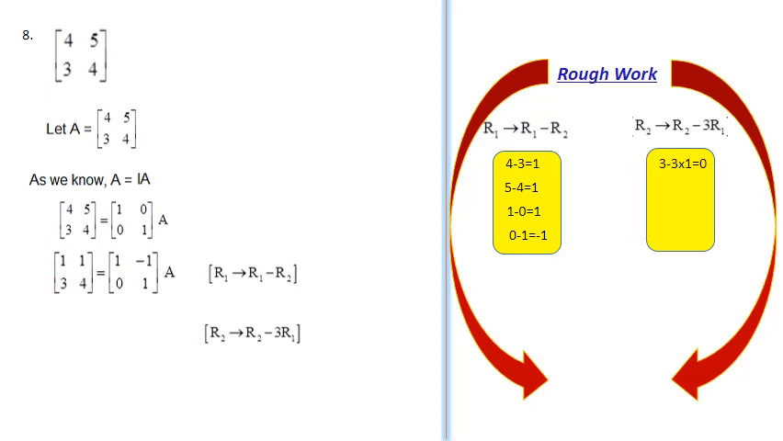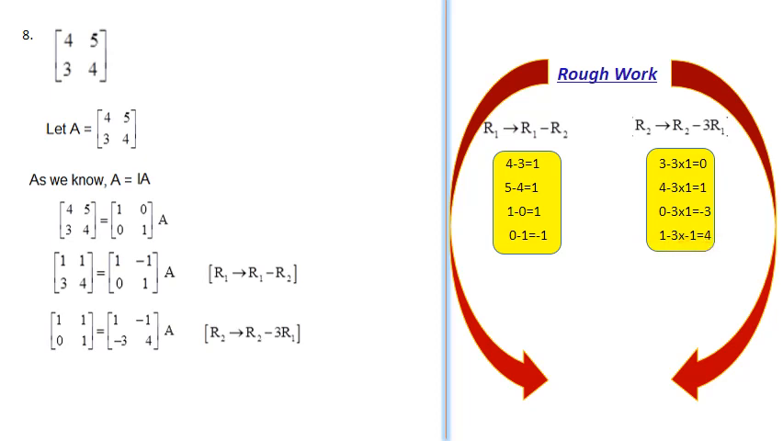Go for the rough calculation. First one is 3 minus 3 into 1, that is 0. Next is 4 minus 3 into 1, that is 1. Next is 0 minus 3 into 1, that is minus 3. Next is 1 minus 3 into minus 1, that is 4.